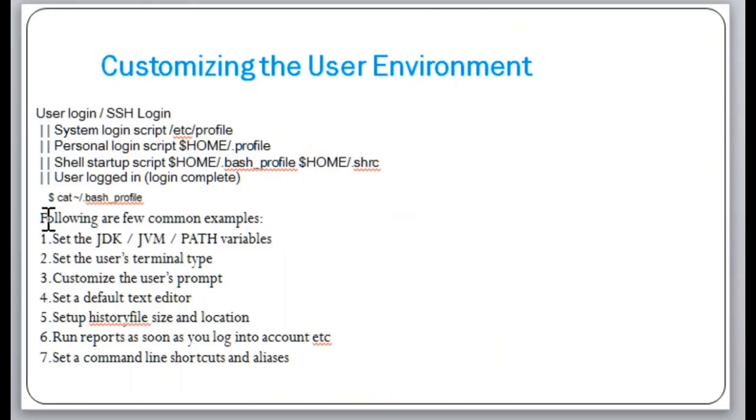And here's a couple examples of different variables we can alter in the environments. We have JDK, JVM, as well as the path variables. We can set the user's terminal type. We can also customize the user's prompt. And we can set a default text editor for them. We can set up history file size and location. We can run reports as soon as you log into an account, and more. We can also set a command line shortcut and aliases.